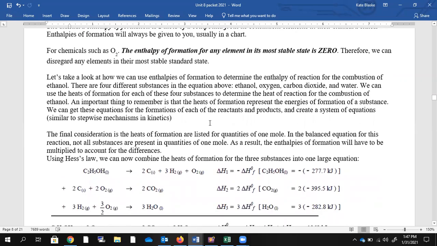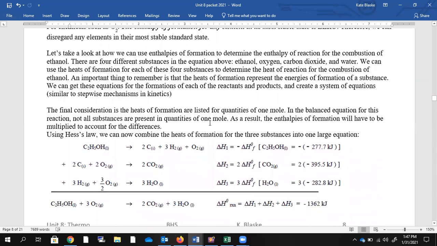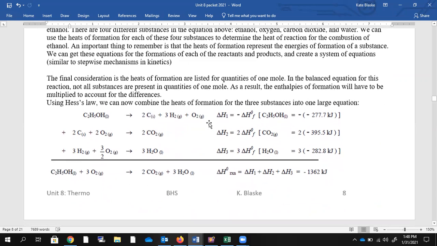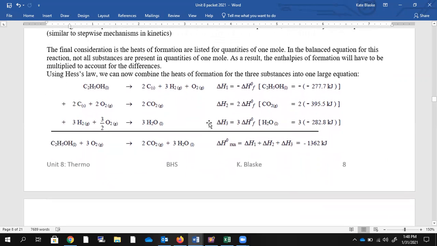Now, we can use those individual heats of formation. We'll talk about that in a second. Or just like when we were in kinetics, we can talk about how we can make certain steps combine together to make an overall equation. So for example, maybe it's too difficult to find the overall heat of the reaction for this combustion reaction. Maybe there's too much going on. Maybe it happens too fast, all these sorts of different things.